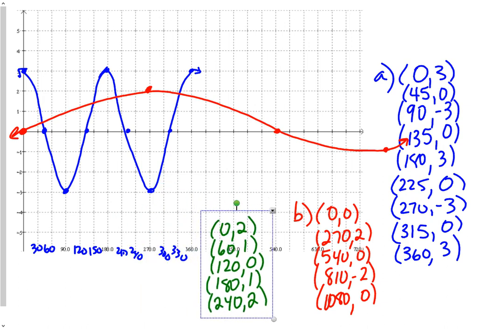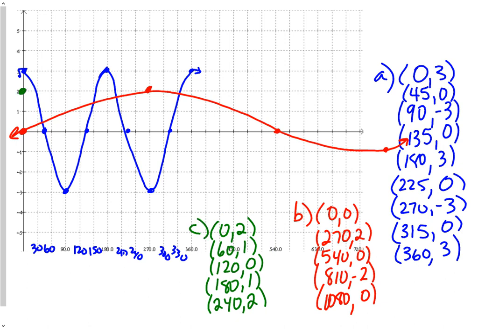Okay, so I'll just put that there. This is going to be C. All right, 0, 2 is here. 60, 1 is here. 120, 0 is here. 180, 1 is there. And 240, 2 is here. So look at this. Nice little graph right in there.